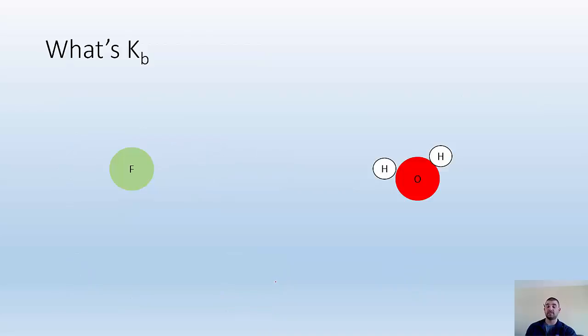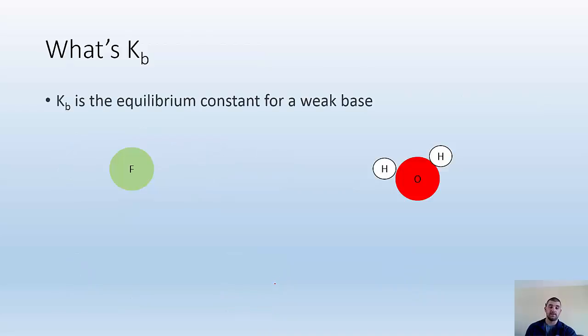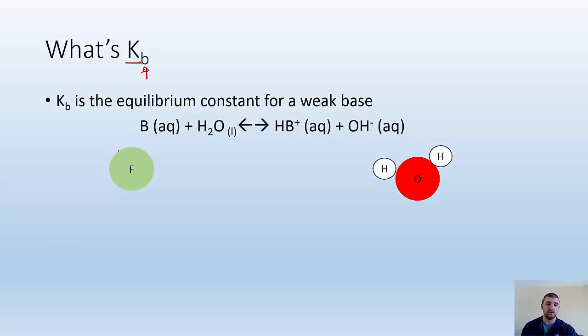So what's KB? All right, so KB is just the equilibrium constant. Again, if it's K, it's an equilibrium constant, and if there's a letter after it, it's telling you something about it. The B is telling you that it's for a base. All right, so this is our generic equation. I got a weak base that's aqueous. I put it in some water, and it will react with water to give me a conjugate acid and a hydroxide ion.